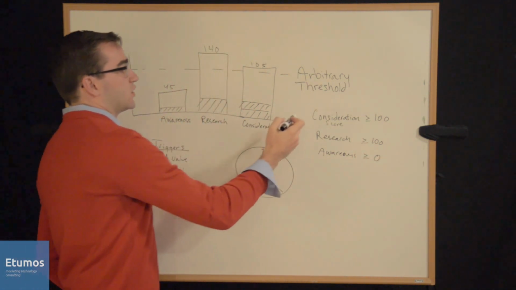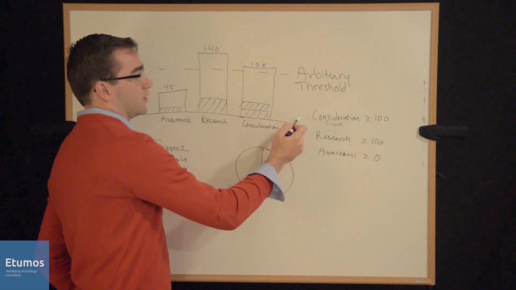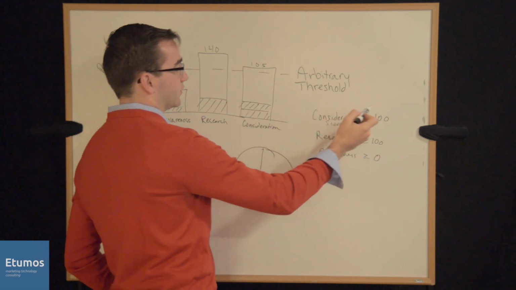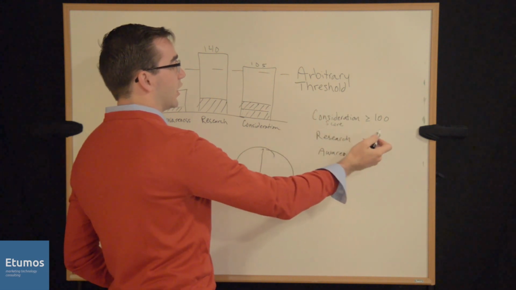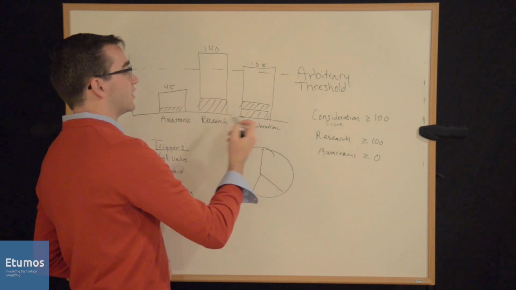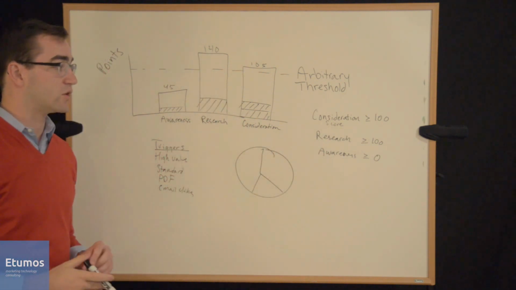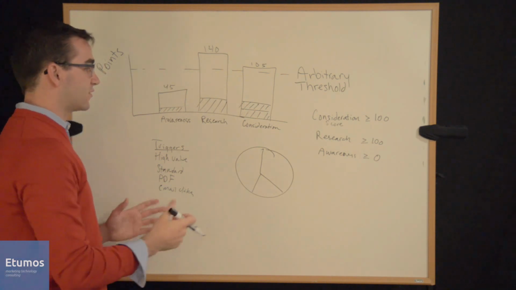So with this kind of logic, you fit into the first category. So we say rightmost here is if your consideration score is greater than or equal to 100, we'll group you here. Otherwise, we check and see if your research is 100 or greater, and then otherwise we go into awareness, which is greater than or equal to 0, to get a comprehensive picture.